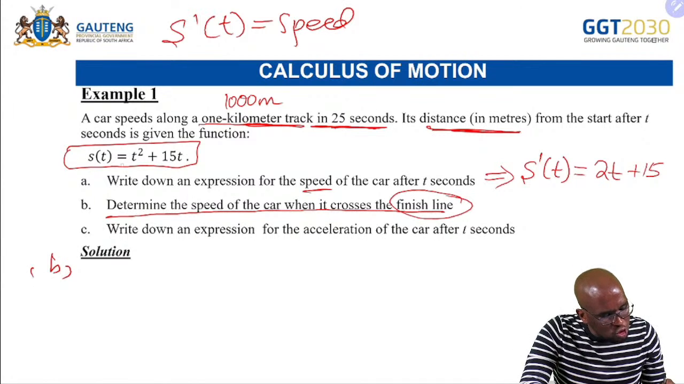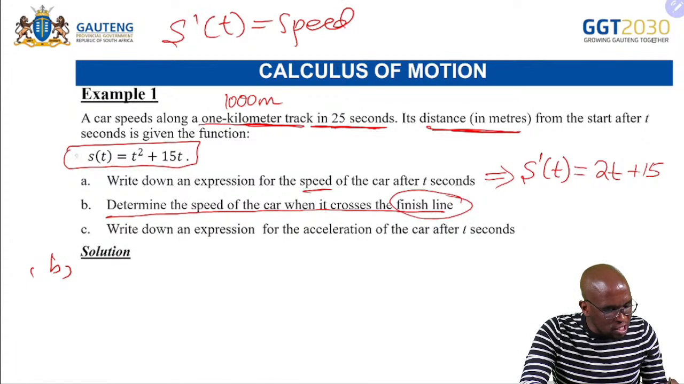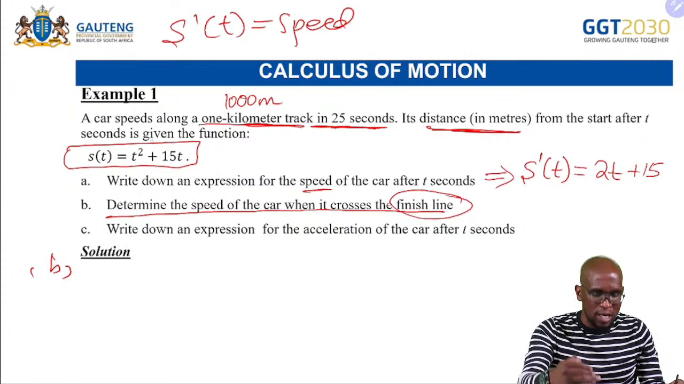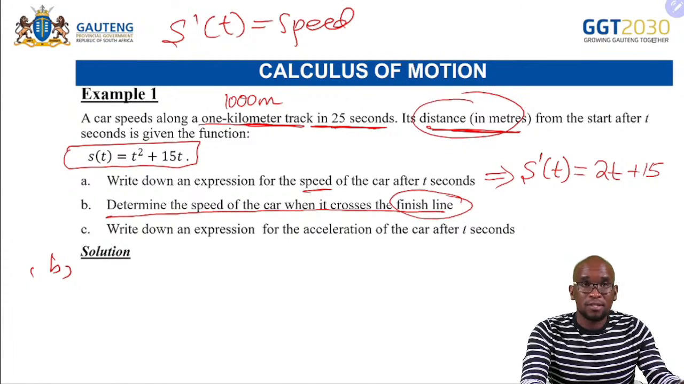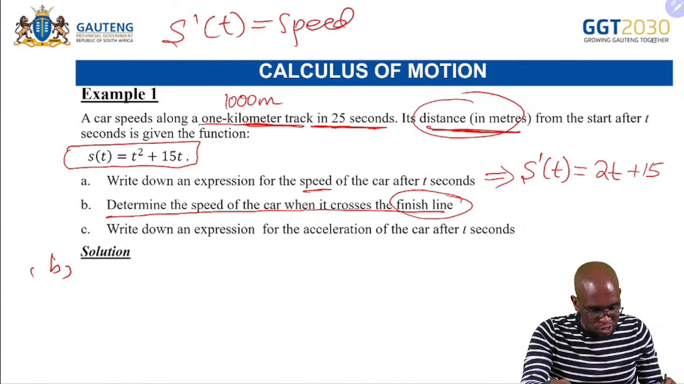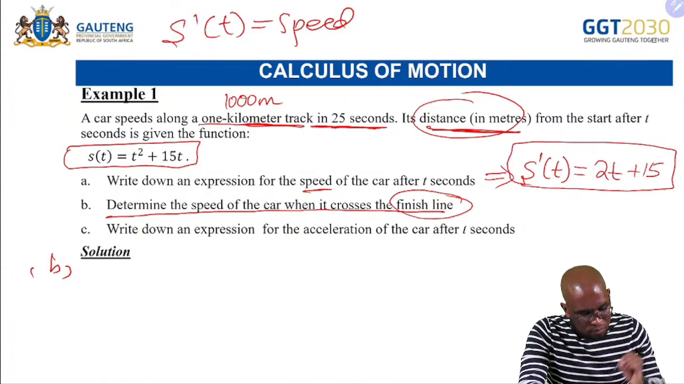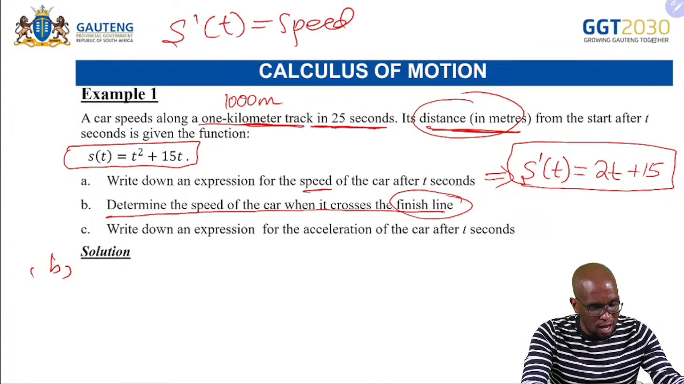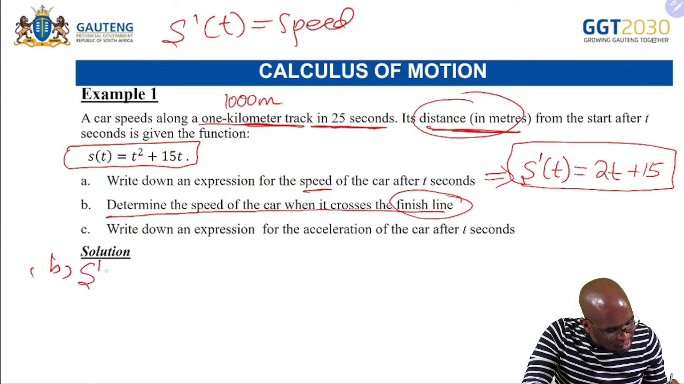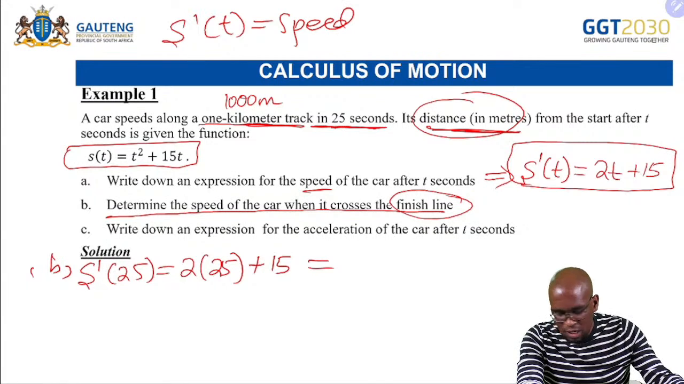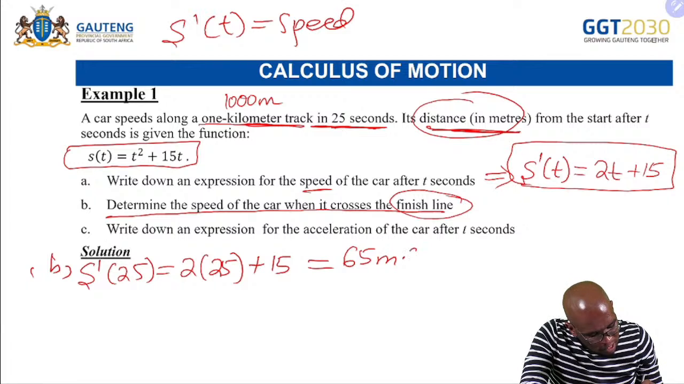Remember, if you just substitute the 25 into the original equation, it would be incorrect because the original equation gives you an equation to calculate what? The distance. And the question wants you to calculate the speed. We said the speed is the rate at which the distance is changing. We found the formula that governs the speed of this car. So which means that we will substitute into s dash of 25, which is equals to 2 times 25 plus 15. This should be 65 meters per second.